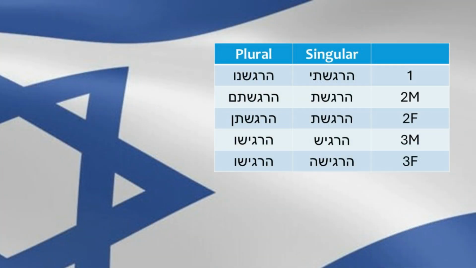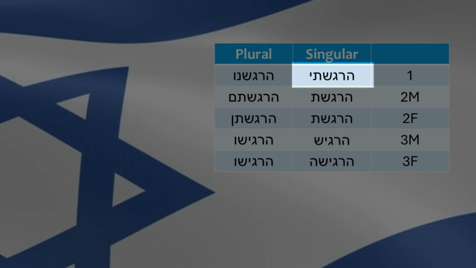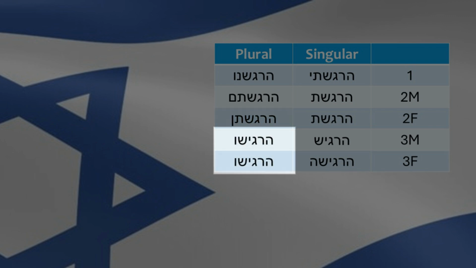And lehargish again is hif'il, so its base is hirgish. But hif'il does have a vowel change in its first and second person. So it's going to be hirgashti, hirgashta, hirgasht, hirgish, hirgisha, no vowel reduction, hirgashnu, hirgashtem, hirgashten, hirgishu. Again, no vowel reduction.